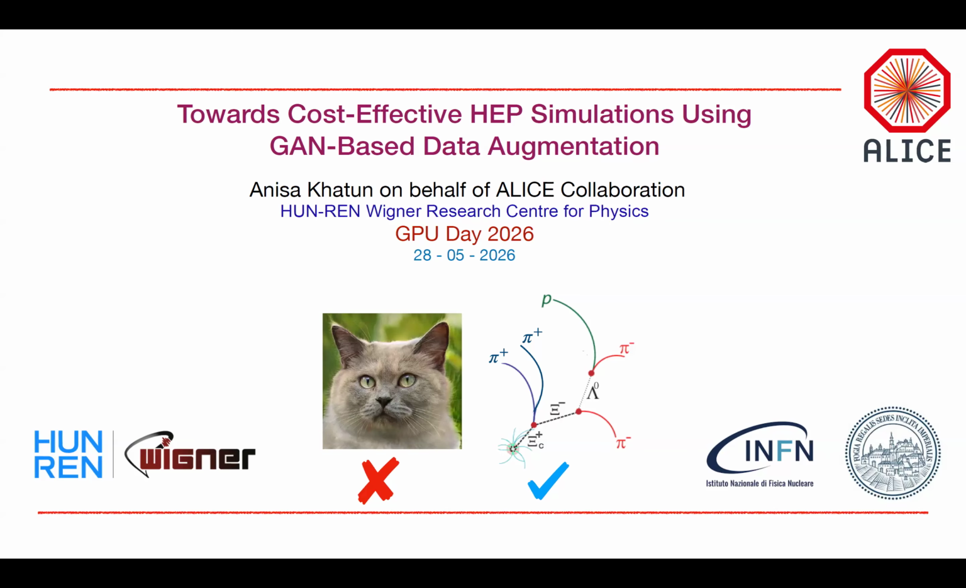I'm Anisa, and I'm from the Hungarian Wigner Research Center for Physics. Today I'm going to present GAN-based data augmentation, how we can use GAN to reduce computational cost, on behalf of the ALICE collaboration. We know GANs are famous for producing realistic fake images, but here we will use them to produce synthetic data.